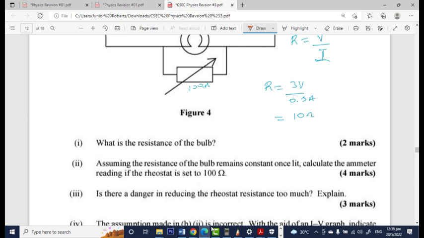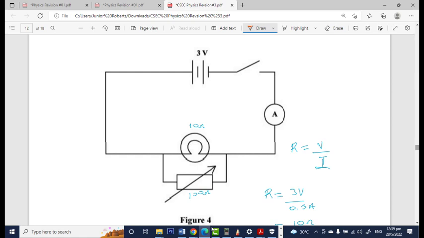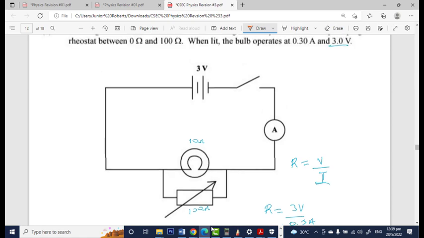The ammeter reading, right? And the ammeter reading will tell us what? The current. The current, okay. The current where? In the circuit? In the circuit, right? So what the examiner wants us to do is to calculate the current flowing in the circuit. So how do we go about doing that?